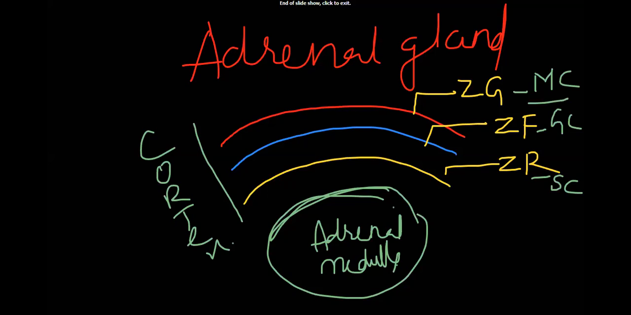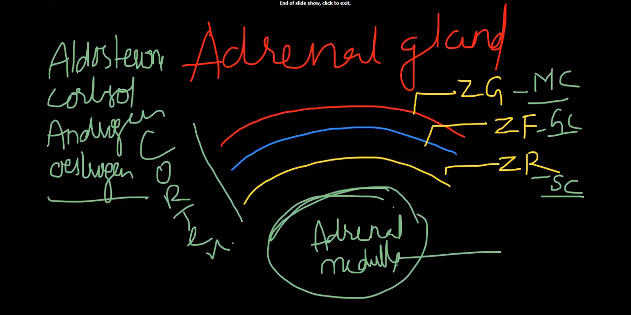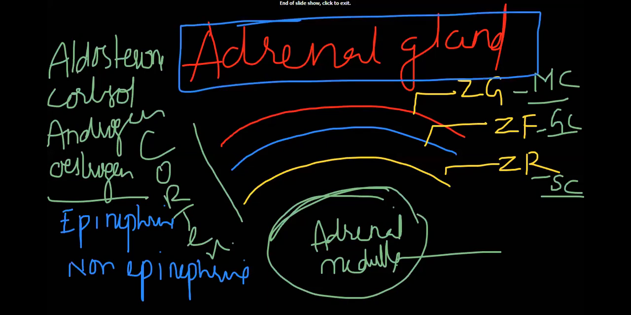Who is the major mineralocorticoid? To be remembered, it is aldosterone. The major glucocorticoid is cortisol. The major sex corticoids are androgens and estrogens. And from the adrenal medulla, we have epinephrine and norepinephrine, or we say adrenaline and noradrenaline. So this is the total story of the adrenal gland, which includes cortex and medulla.